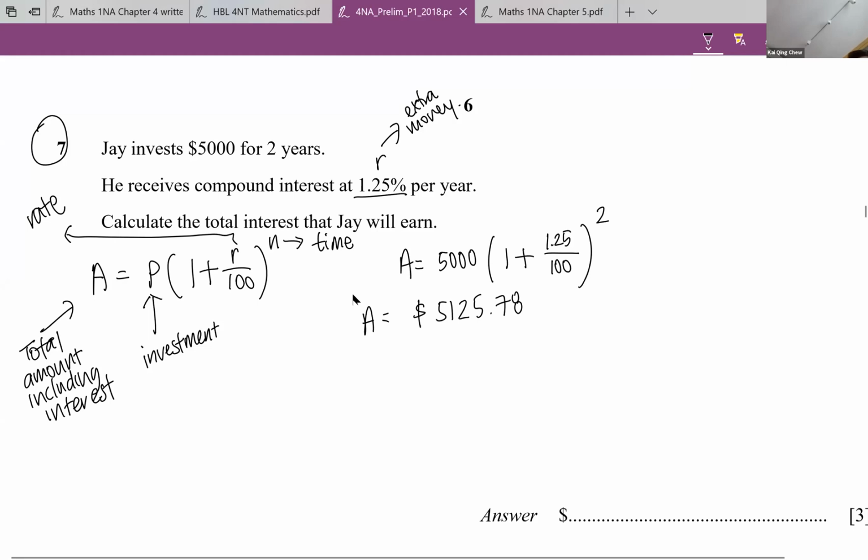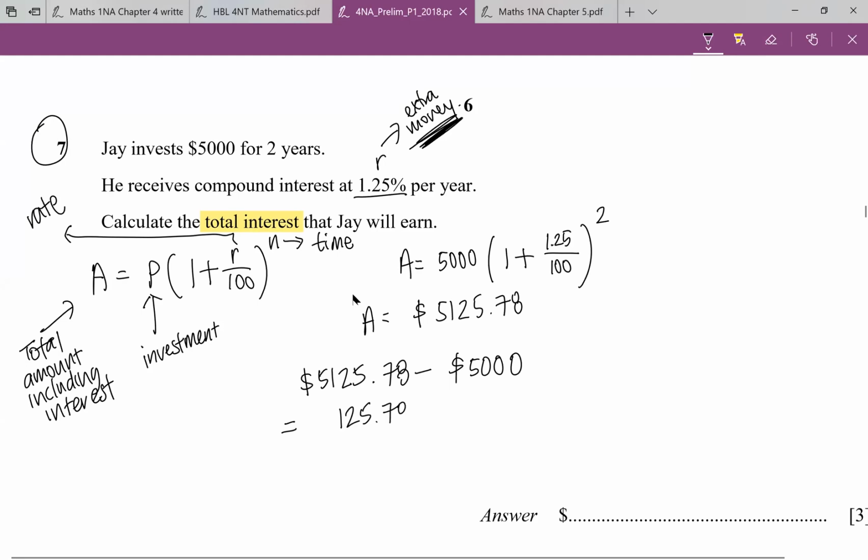But this question asks for what? The total interest. I only want interest. So what should you do? 5125 minus 5,000. Yeah, very good. So this is 125.78. This is what a lot of you didn't do. The interest is the extra money, so you must minus off the principal, how much you invested. This is worth 3 marks. That's why a lot of you get 0.